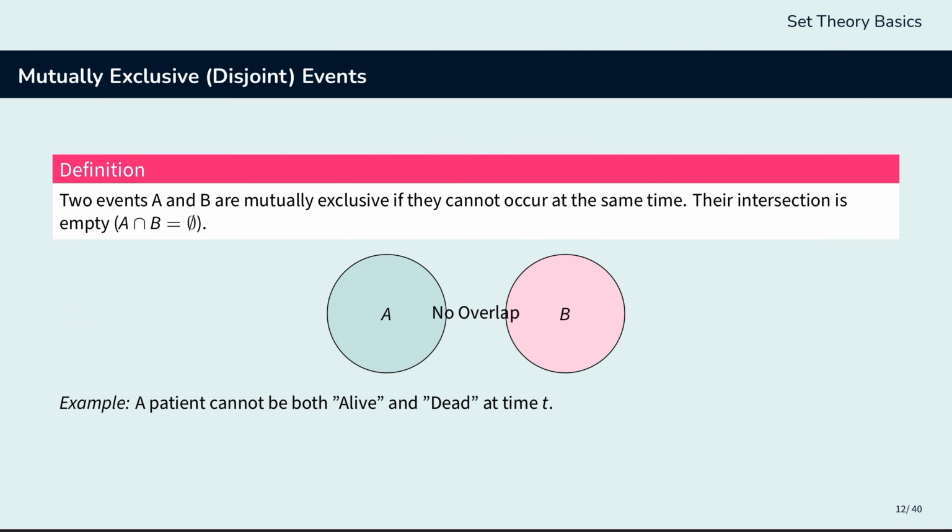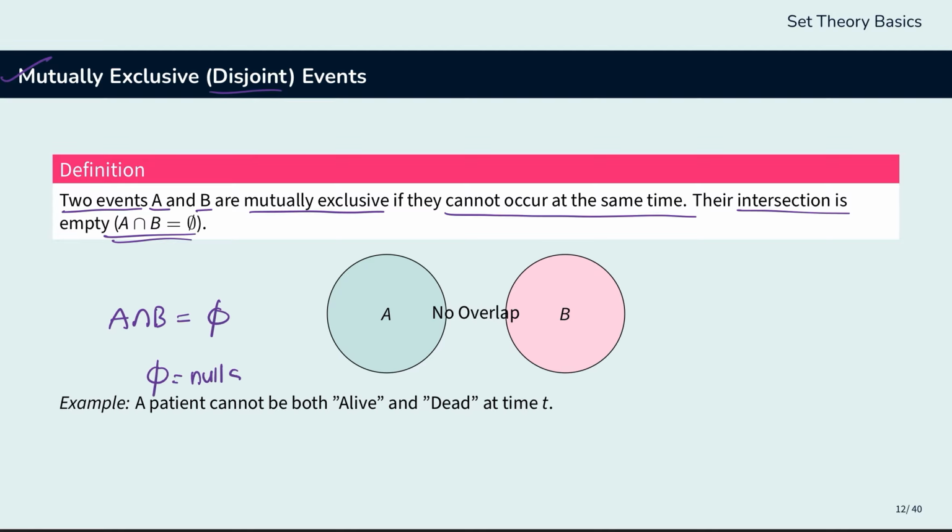Which brings us to some of the important events that we need to remember for probability. The first one is mutually exclusive or disjoint events. Let's consider two events A and B. They are mutually exclusive if they cannot occur at the same time, which means that they cannot have any overlap. So their intersection is a null set. A intersection B is equal to phi, where phi represents a null set, which is a set without any elements.